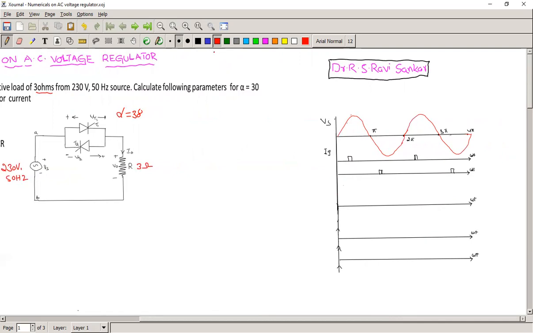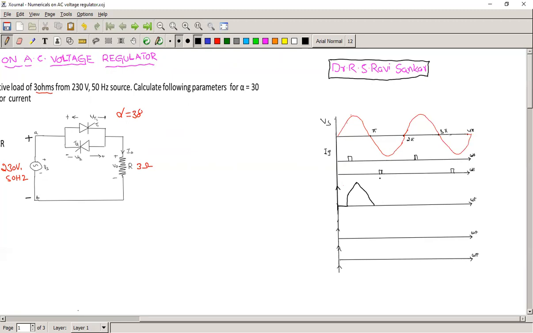First, let me draw the output voltage. During the positive cycle of the input voltage, A is positive whereas B is negative. With this polarity, T1 is forward biased. We apply the triggering voltage with a delay of alpha. Once it is on, the output voltage follows the input voltage up to pi. At angle pi, T1 is naturally commutated because of the input voltage.